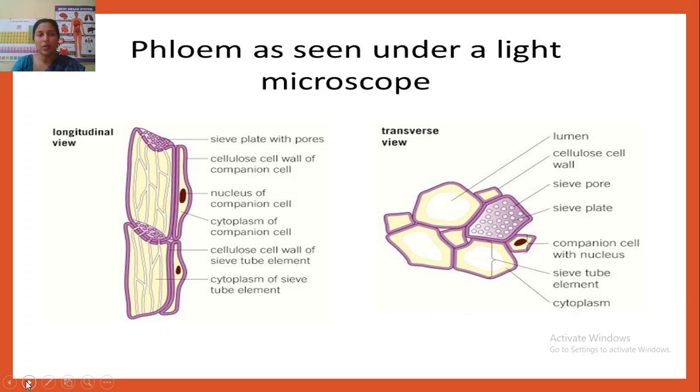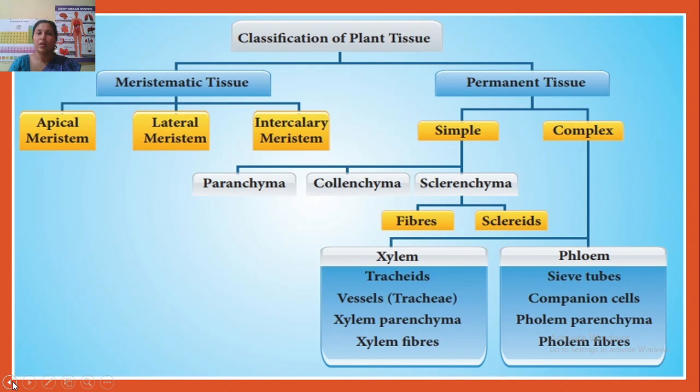You can see the longitudinal and the cross-sectional view of the phloem tissue. If you take the cross-sectional view, you can see that the sieve pores are very much visible. That means the sieve plate. And with that, you can see the companion cells. The nucleus is going to be there. So it is clear that the sieve plate and the companion cells are going to be very much prominent in the phloem tissue.